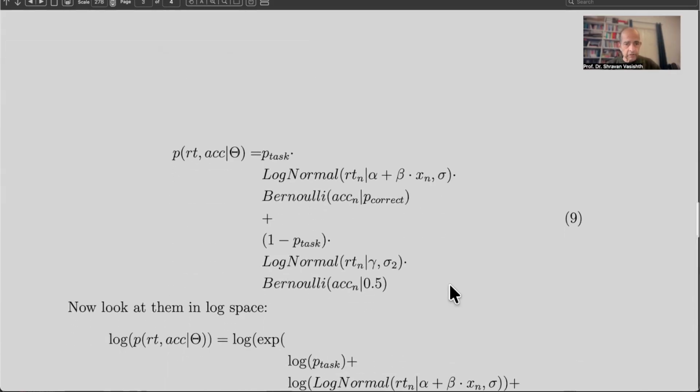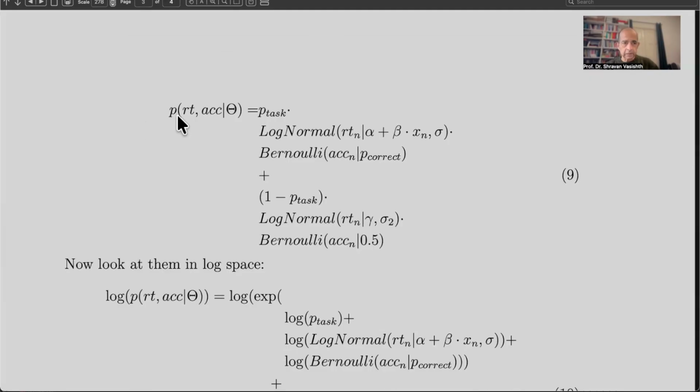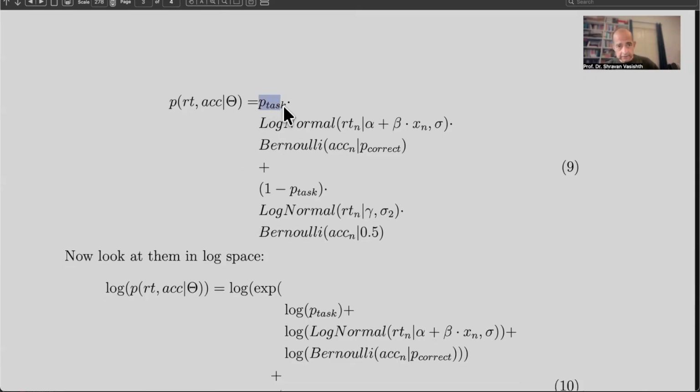So first think about the model not in log space. So we're talking about the generative process that is produced as a result of the mixture. So now we are marginalizing out the z, right? This is that formula that is in the lecture notes. So we have the probability of task engagement.